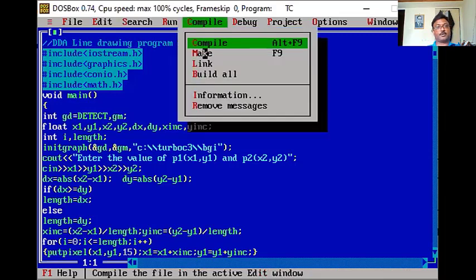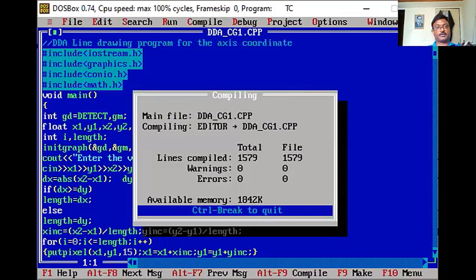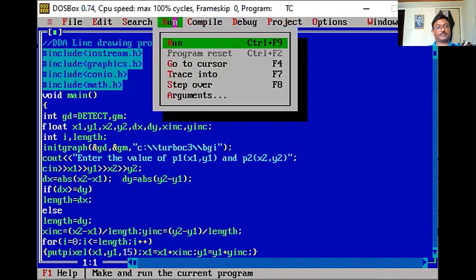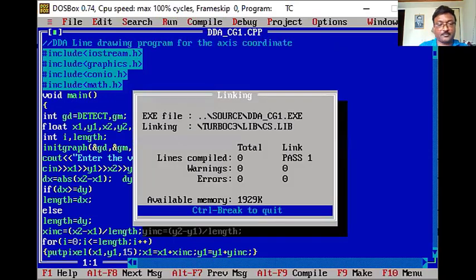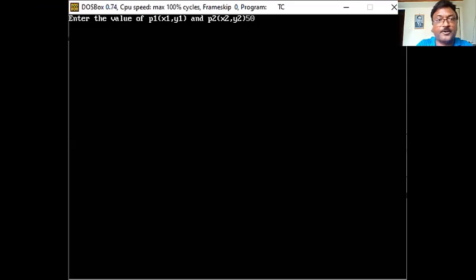So compile, and again I am going to run this. Same coordinates, suppose 50 50 and next 90 100. See, this line is a little bit different. I am using 90 100, so that is my ending point. So that line should vary a little bit.